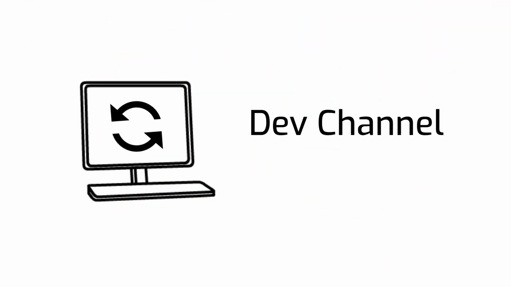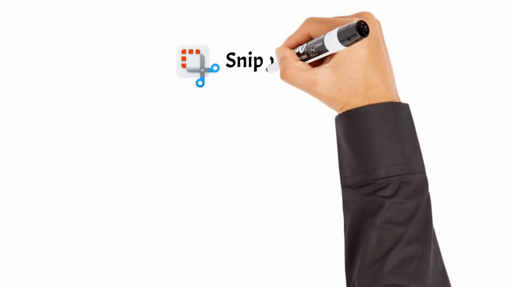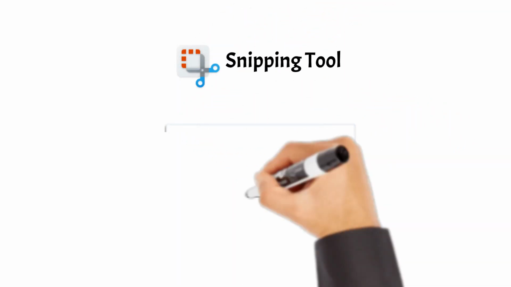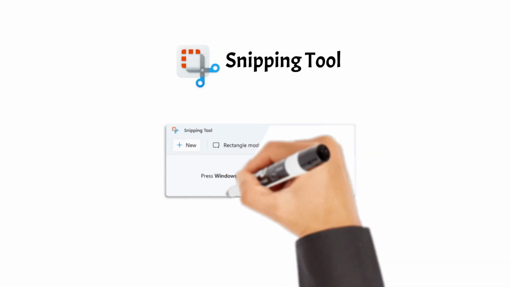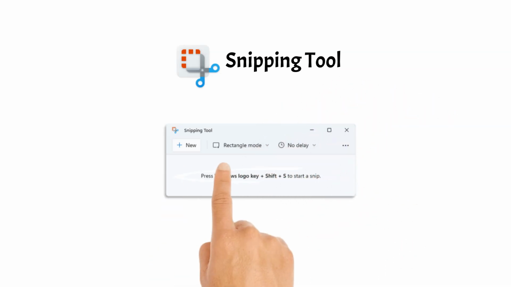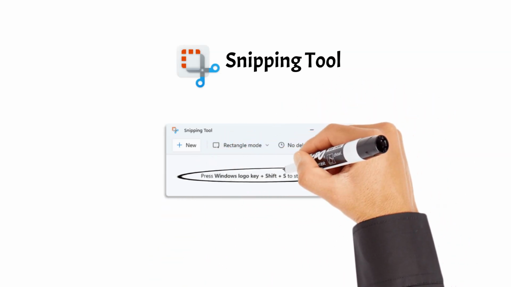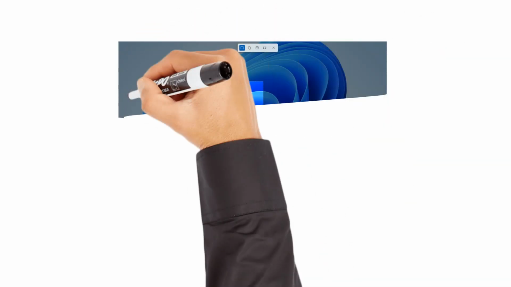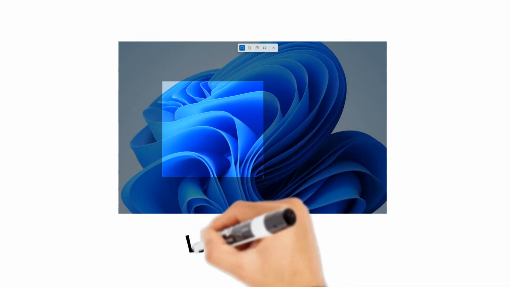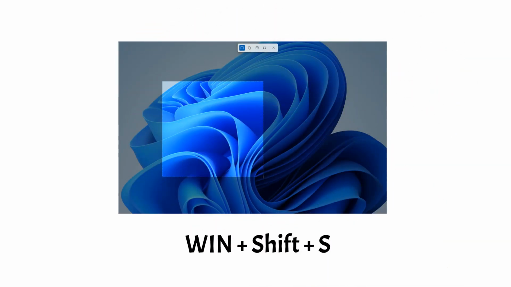The next updates are only released in dev channel for now. This includes the new snipping tool for Windows 11. This updated app includes new visuals that build off the classic app with added functionality like Windows plus Shift plus S. Taking a screenshot is super easy using the keyboard shortcut, Windows plus Shift plus S.